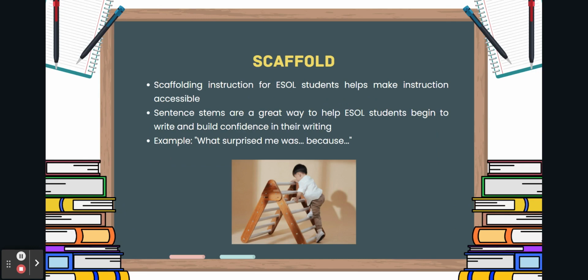Educators can scaffold instruction for ESL students to make instruction accessible, and one example of this is using sentence stems to help ESL students begin to write and build confidence in their writing. So, for example, a student can be given the sentence stem, "What surprised me was... because..." So they only have to fill in the blank sections in order to write a complete sentence.